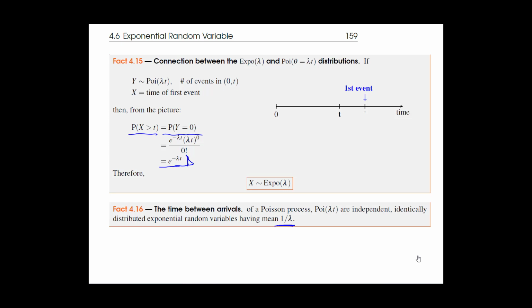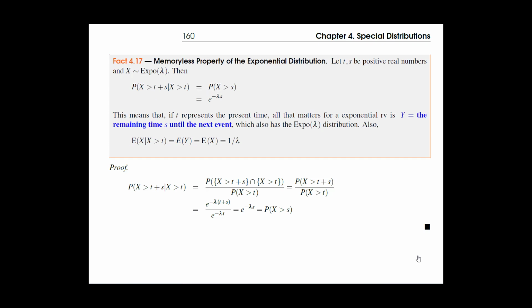So if you have a process and they tell you that the time between events is exponential, then it means that it is a Poisson process. And conversely, if they tell you that you have a Poisson process, then you can immediately say that the time between events of that Poisson process is exponentially distributed. Very good. And also, the exponential distribution has the memoryless property, the same way as the geometric distribution.